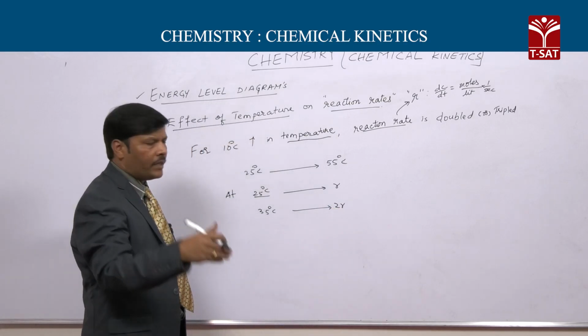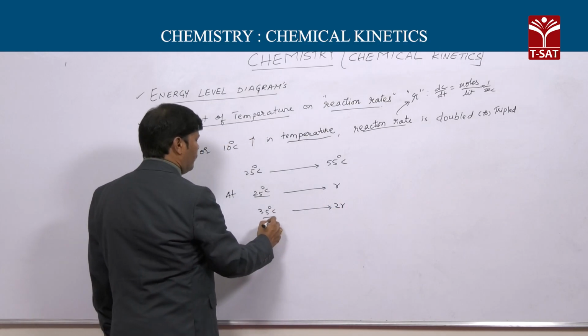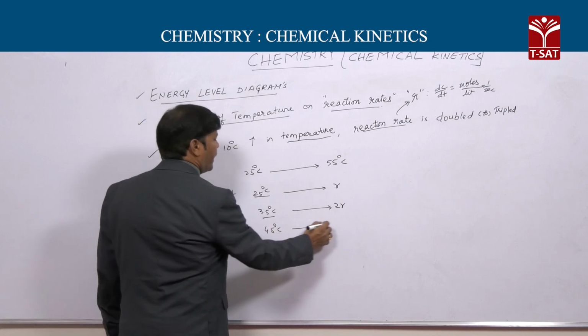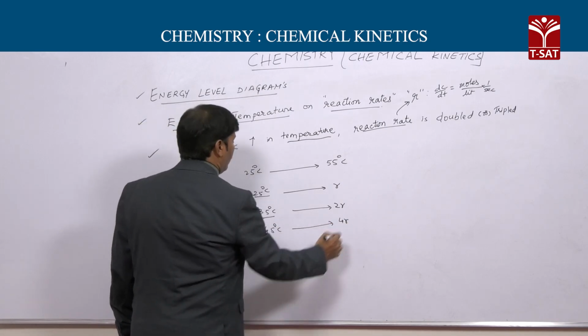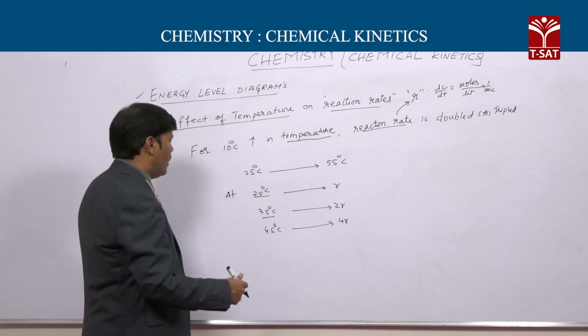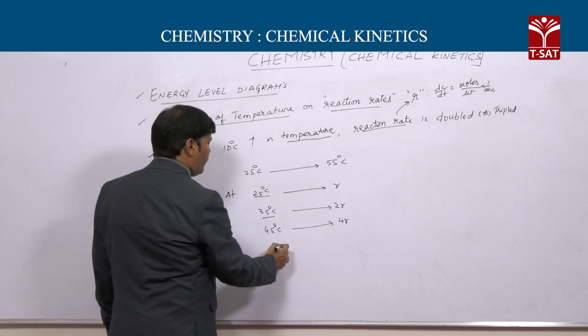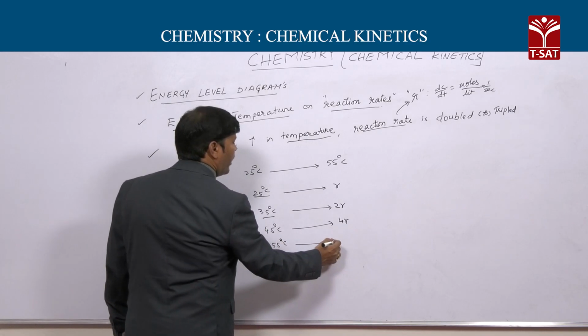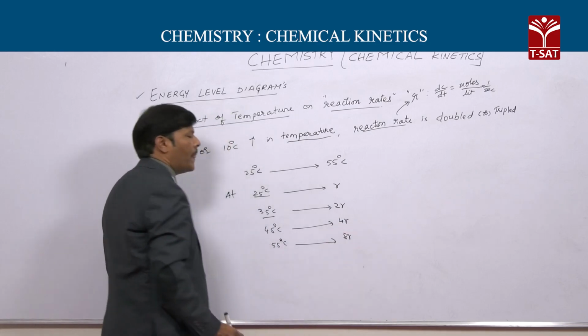Again you add another 10 degrees centigrade, it is going to become 45 degrees centigrade, and the rate of reaction is going to become 4R. Again you add another 10 degrees centigrade, 55 degrees centigrade, you find that the rate of reaction is going to become 8R.